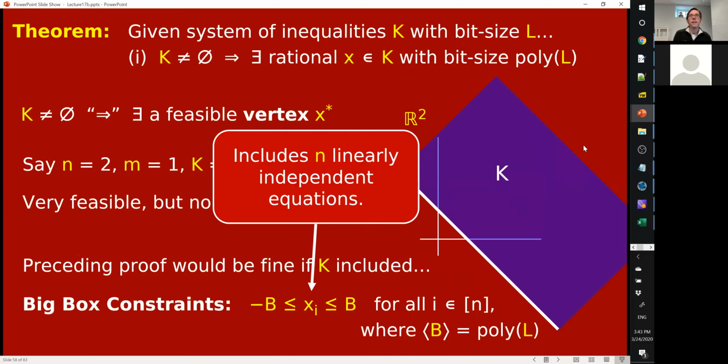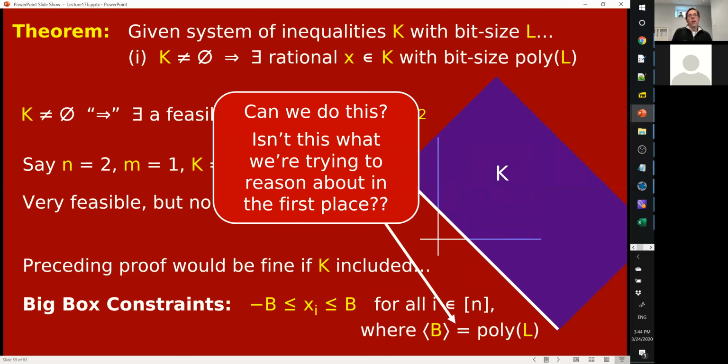And what's nice about this is these always give you n linearly independent equations. If you convert them into equations, they just look like xi equals B and xi equals negative B. You have one for each variable, so it's like you have n linearly independent equations, which is another reason you'll be able to find n linearly independent equations making a vertex.